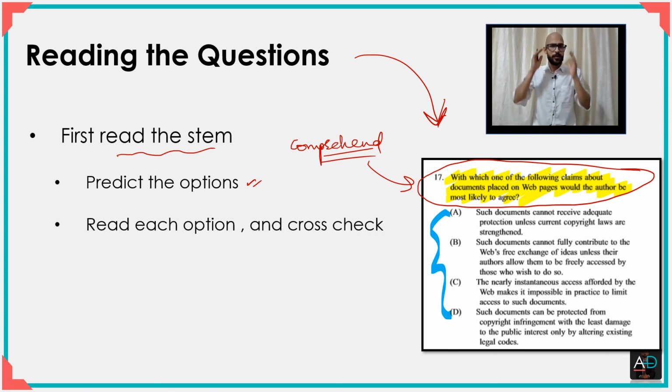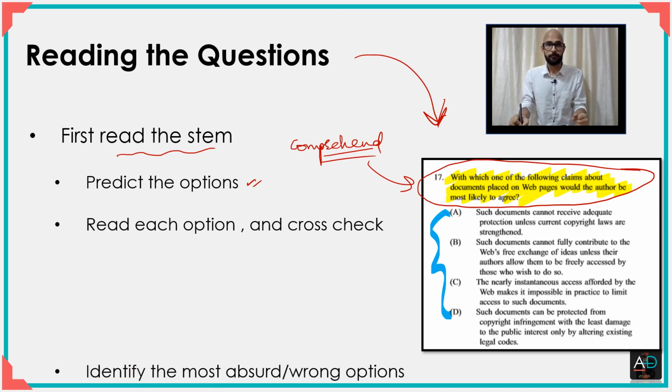Now, once you have the prediction in your head, go ahead and start reading each option and see if it conforms to what you had thought in your head. So let's say you had predicted this. Now you get an option which says this, or it may say this. So just start seeing how it tallies with what you had in your head.